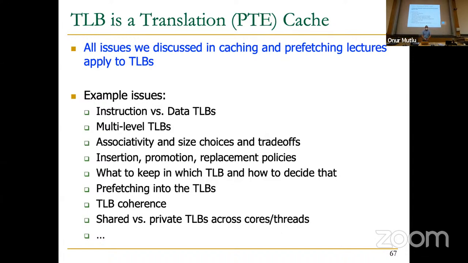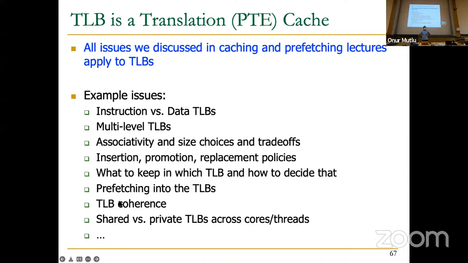So basically, as I said, all issues we discussed in caching and prefetching lectures apply to TLBs. We have separate instruction and data TLBs today because they're accessing different parts of the pipeline, as you know. We have multi-level TLBs, associativity, all of the insertion, promotion, replacement policies, what to keep in the TLB and how to decide that. Prefetching also applies in TLBs. Modern systems have prefetching into the TLBs because you may prefetch the translations, right? And intelligent prefetchers actually prefetch translations today.